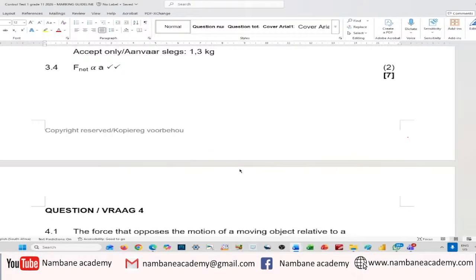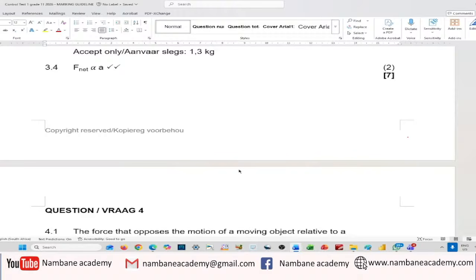Yes, you can, Minia. Yes, sir. Mr. Shani raised a point. If the learner said that acceleration is directly proportional to FNet, then we must give the learner a full mark, right?